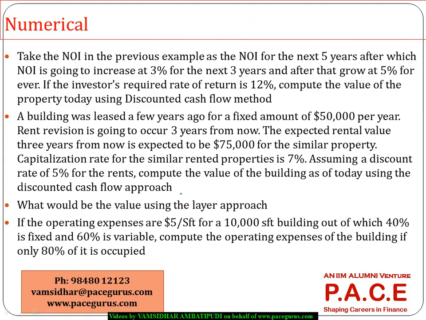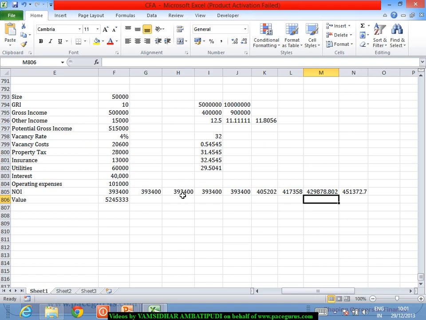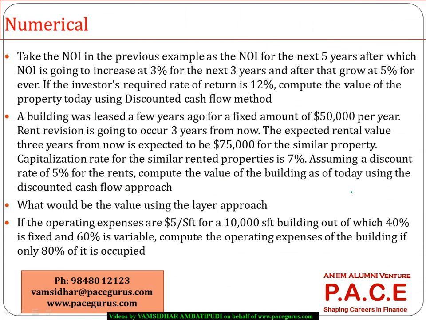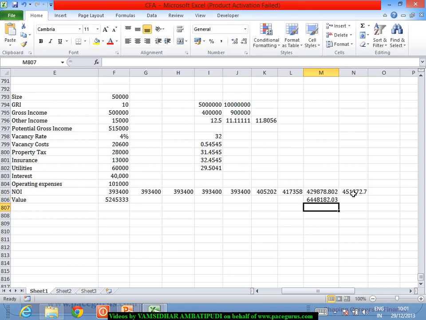Now I can find out the value. If the investor's required rate of return is 12%, compute the value of the property today. So how can I find out the value? As of this date, I can find out the value because there is a constant growth rate from here onwards at the rate of 5%. So I can use the capitalization rate method: NOI1 divided by the capitalization rate. Here the required rate of return is 12% and 5% is the constant growth rate, so I will take the capitalization rate as 7%, which will give me the value of 6.44 or 45 million at the end of 8 years.